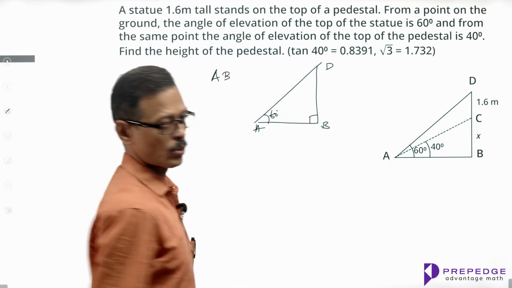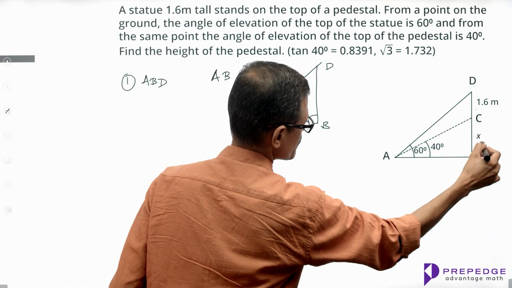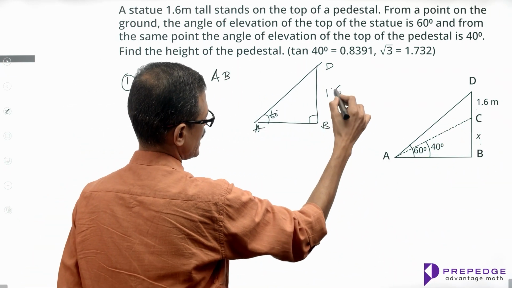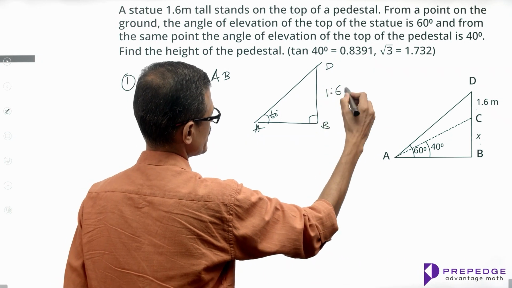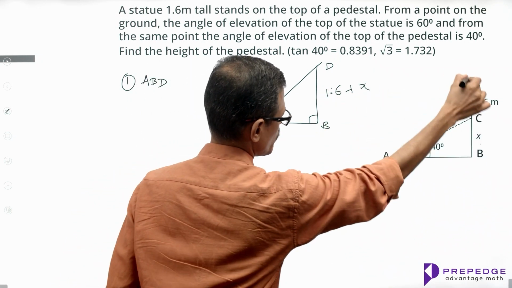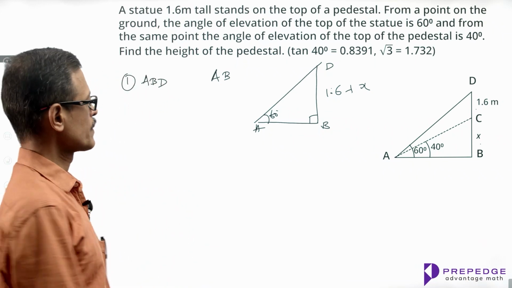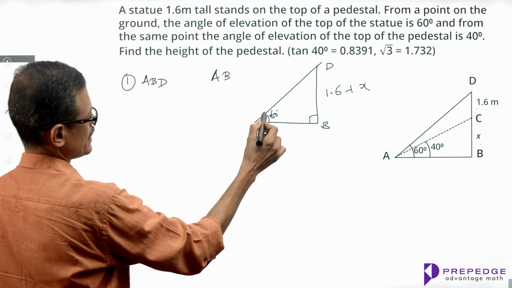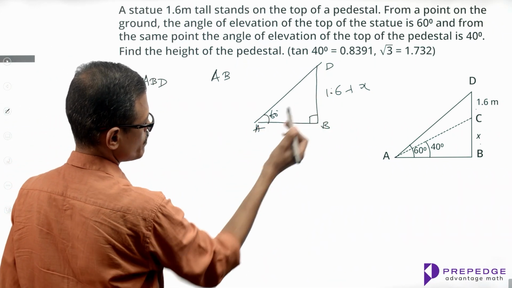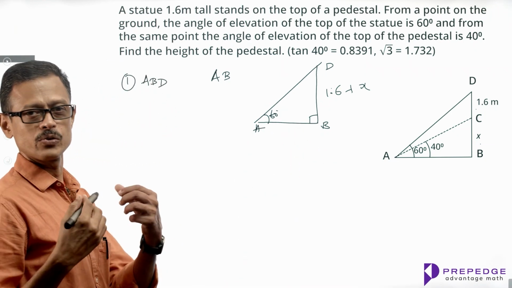BD is the total height which is equal to 1.6 plus x. 1.6 is the height of the statue and x is basically the height of the pedestal. So மொத்த height வந்து 1.6 plus x. நம்ம கண்டுபிடிக்க போறது AB. In the angle 60 degrees, opposite side is BD, the adjacent side is AB. So we're going to be using tan.